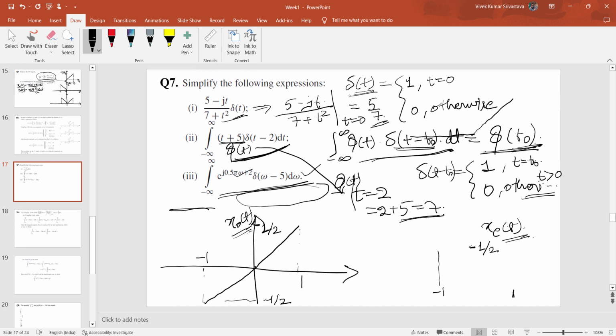Similarly, you can use the same property for solving the third problem. Okay.